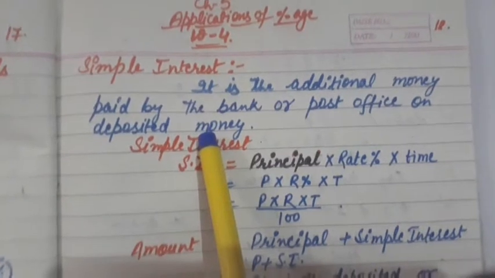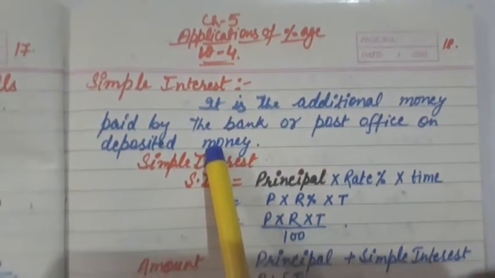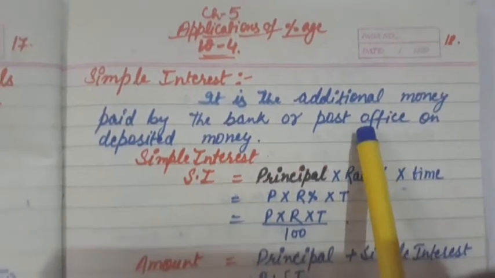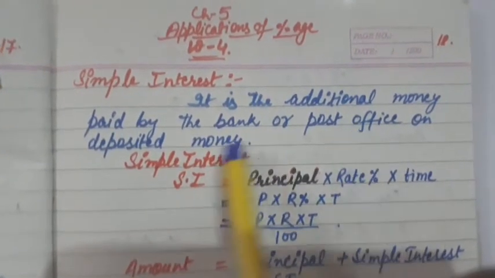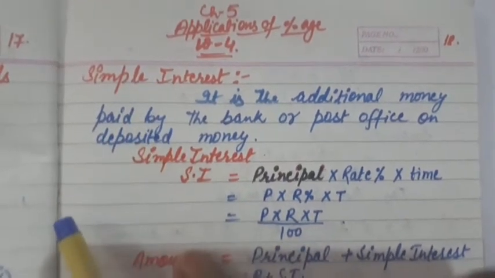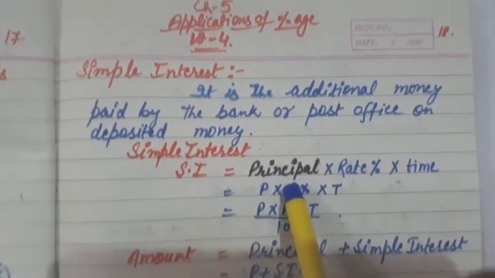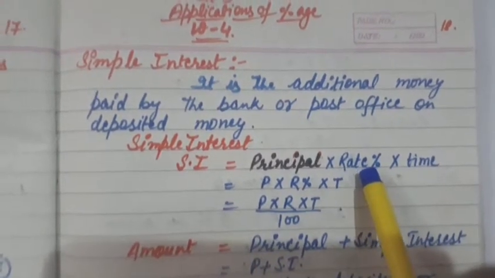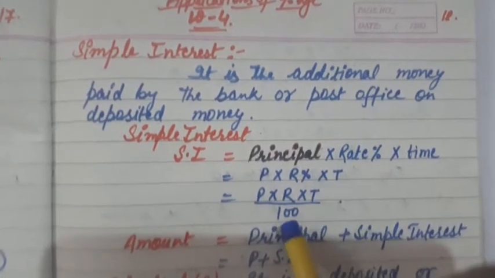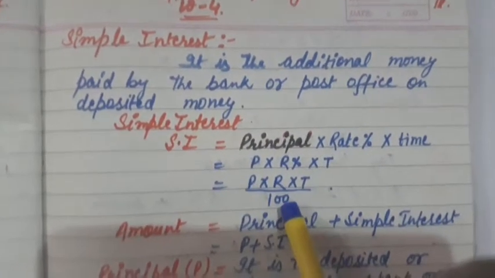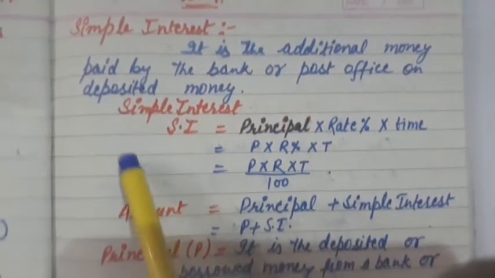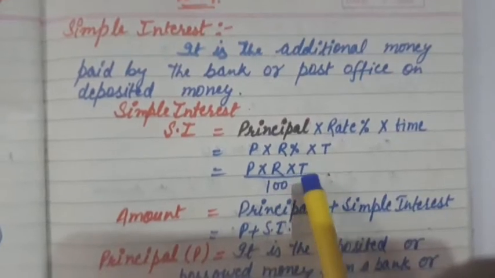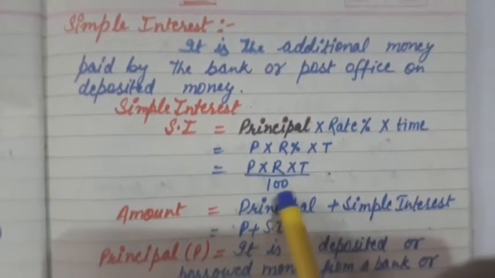When we deposit some rupees for some period of time in a bank or a post office, we get some extra money, and that extra money is known as simple interest. Simple interest is equal to the principal into rate into time. Rate is in percentage. In simple form, it is P into R into T upon 100.